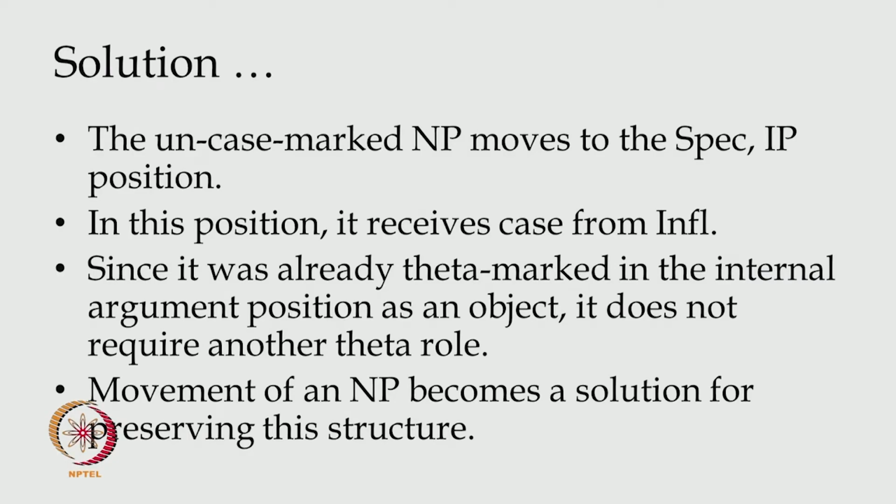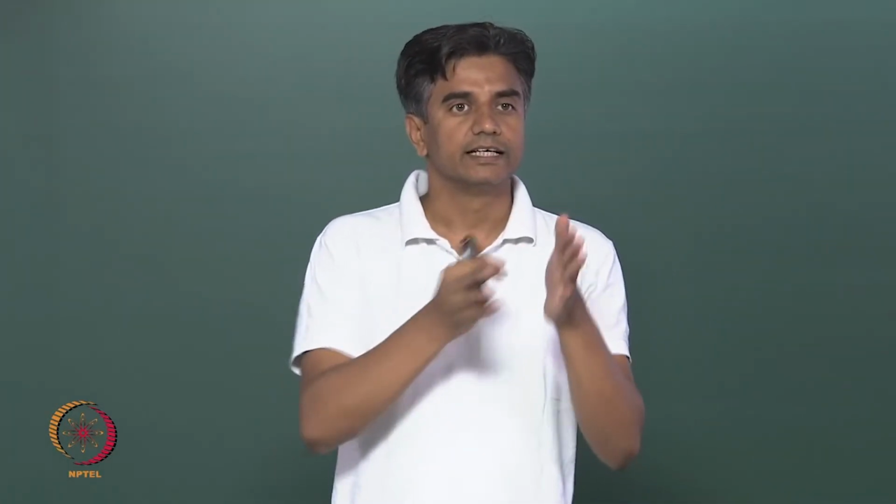So the uncase-marked NP moves to the spec IP position. In this position it receives case from I, since it was already theta marked in the internal argument position as an object, it doesn't require any theta role. Okay? And this becomes movement of an NP. Therefore, movement of an NP becomes a solution for this problem, and also what it gives us, it preserves the structure of a sentence. That is, it ends up giving it a subject. Look at the last point.